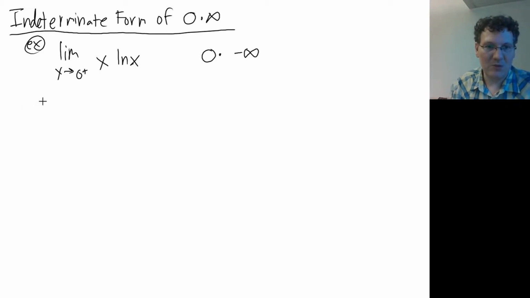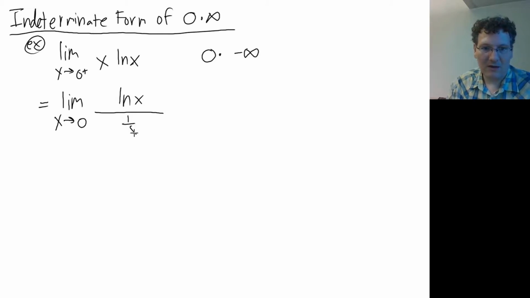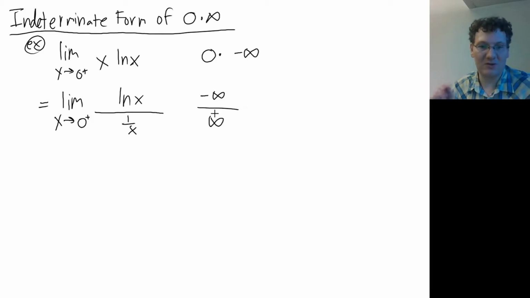What we do is write this as the limit as x goes to 0 of ln x over 1 over x, because multiplying by x is the same as dividing by 1 over x. Now this is of the form negative infinity over, if you approach 0 from the right, infinity. You can use L'Hopital's rule in this case. It's an indeterminate form of infinity over infinity.